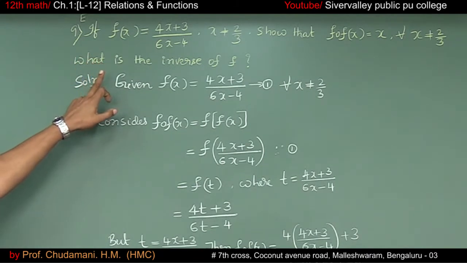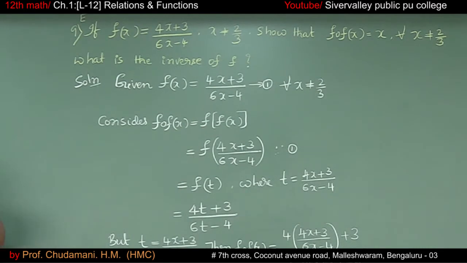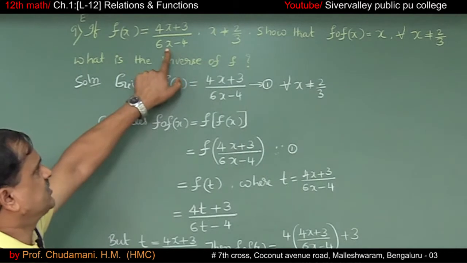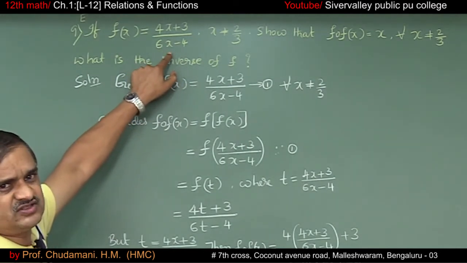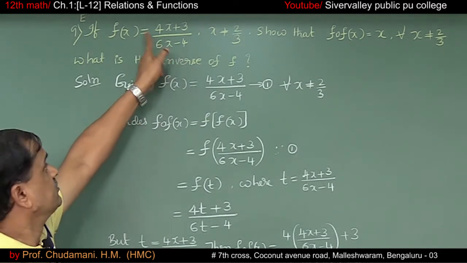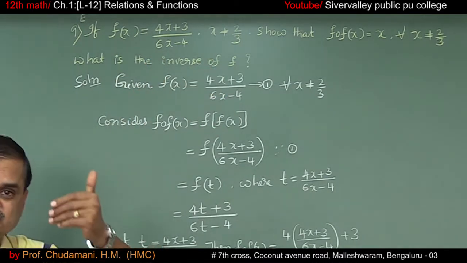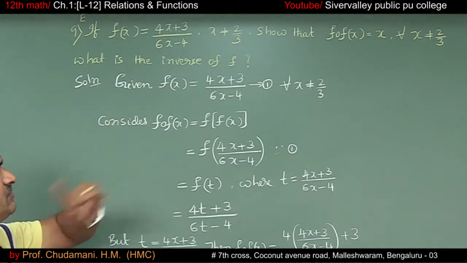If f of x is equal to 4x plus 3 divided by 6x minus 4, for x not equal to 2 by 3. What happens if x equals 2 by 3? 6 into 2 by 3 means 6 by 3 is 2, 2 into 2, 4. 4 minus 4 is 0. The function f of x is not defined when x is 2 by 3. That's why they delete it from the set, x equals 2 by 3 excepted.